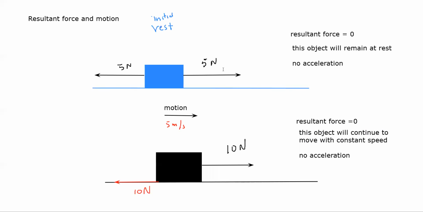Is it clear, the first idea, that if resultant force is 0, the object will not change its state, the object will not accelerate, or the acceleration of the object will be 0.